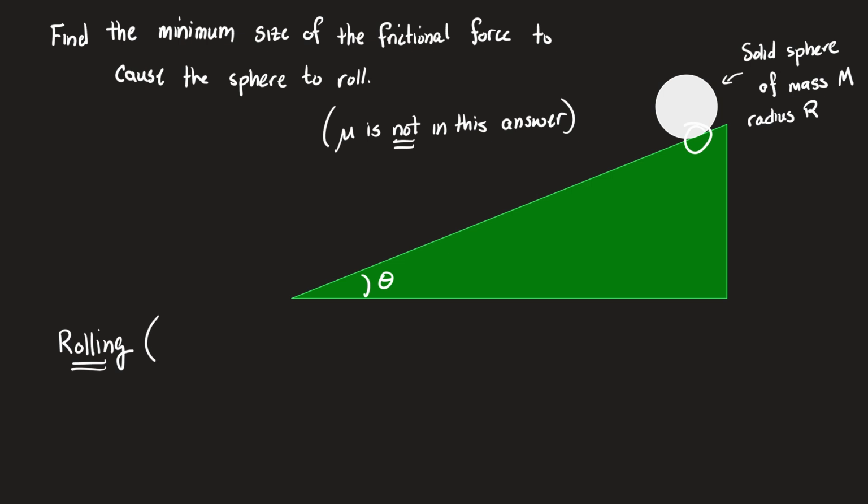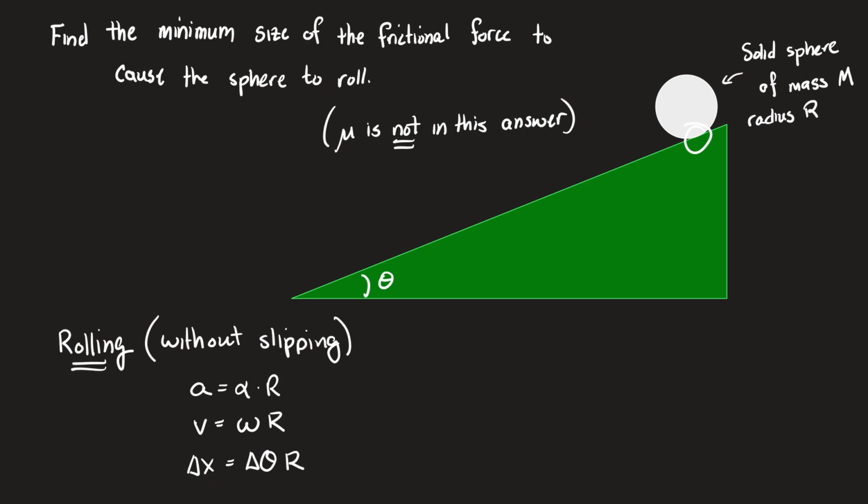It's also known as rolling without slipping. When you are told that something is rolling, they are giving you a piece of information. It's not obvious, but they are giving you a piece of information. If you're told that something is rolling, then this will be true for the object. And this will be true for the object. And this will be true for the object.